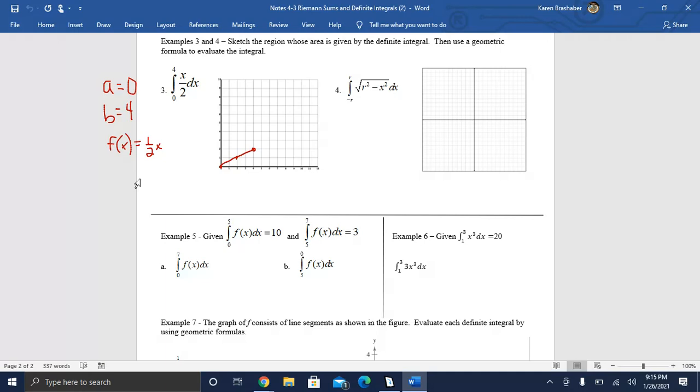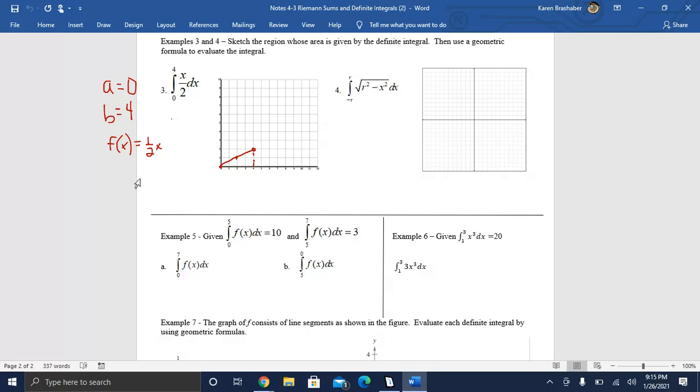And now the shape is, as we go to the x-axis, a triangle. So if we calculate the area under that line bounded by the x-axis, we would have the value of the integral that we're asked to find.